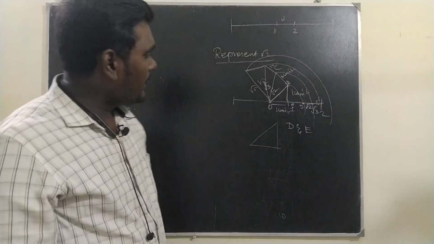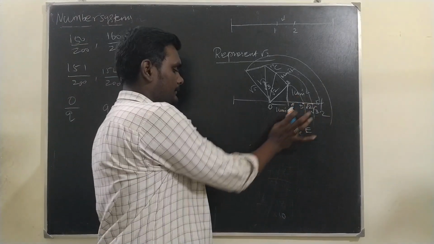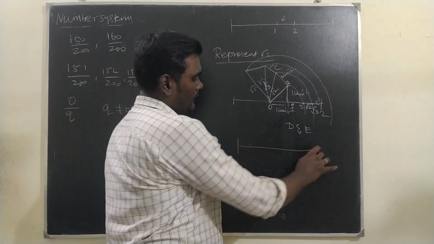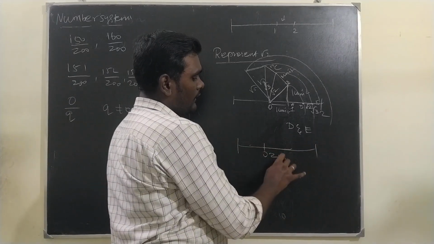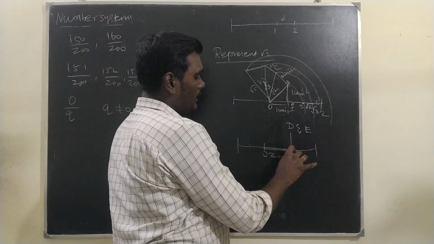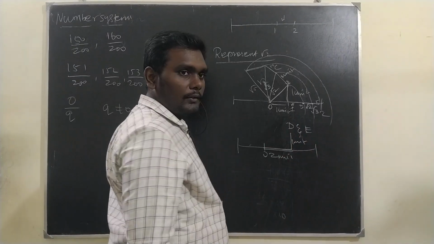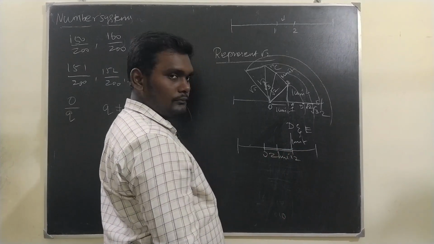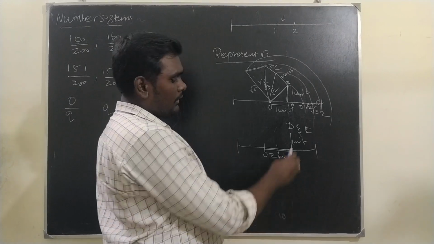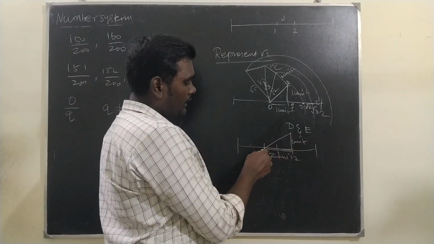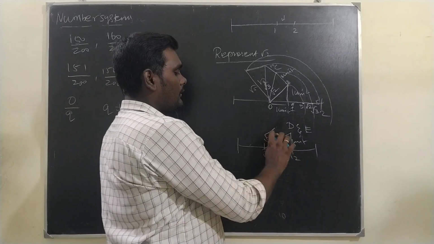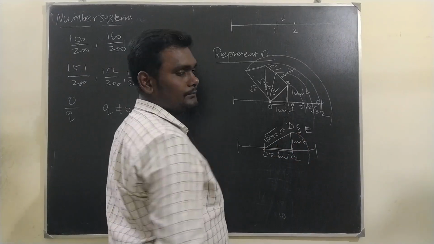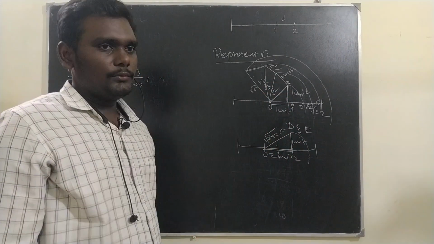Root 5 we can also draw directly. How can we draw it? See, from 0 we can take 2 units, and then perpendicularly 1 unit. When you take 1 unit perpendicularly, here is 1, here is 2. And then perpendicularly 1 unit. When you connect this, what is this value? Root of 2 squared plus 1, that is nothing but root 5. Then again this length we can mark. Both are the same. Either way we can do.